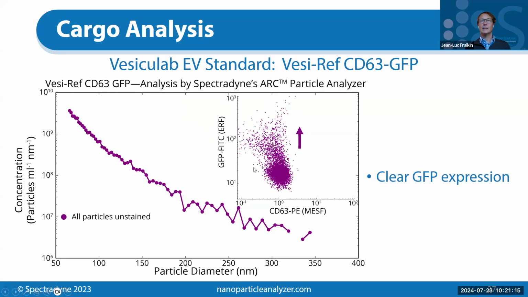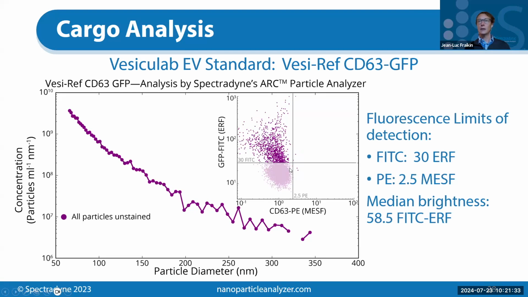This scatter plot is showing brightness on the y-axis in the green channel versus brightness in our PE, a yellow channel, on the x-axis. So this is the dimension we're going to use to do immunostaining of these particles in a second. So we have detection limits. They're quite good relative to flow cytometer standards. And we could talk about these units in a Q&A at the end if you like.